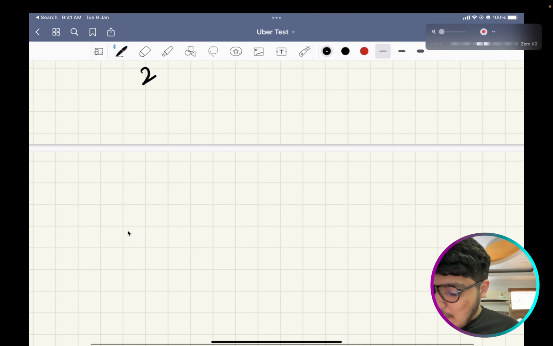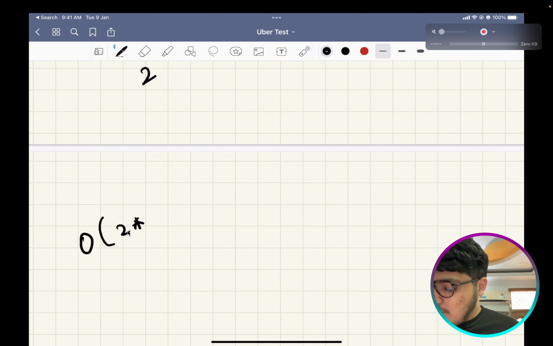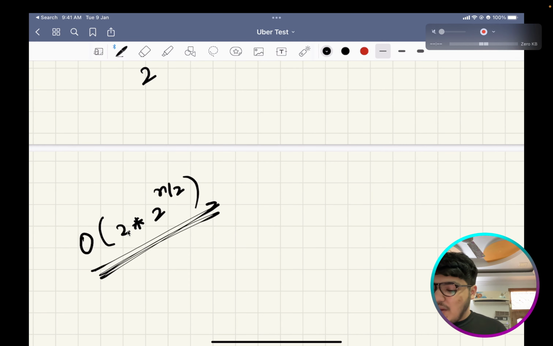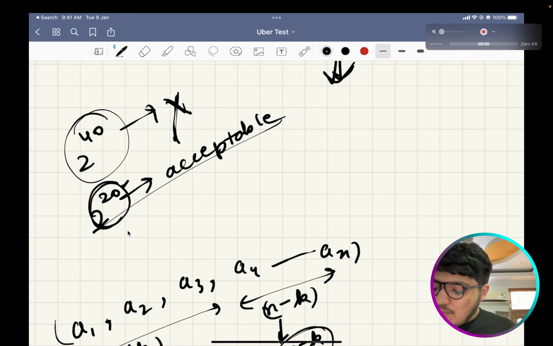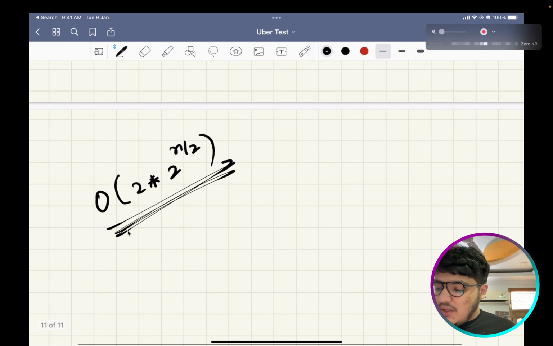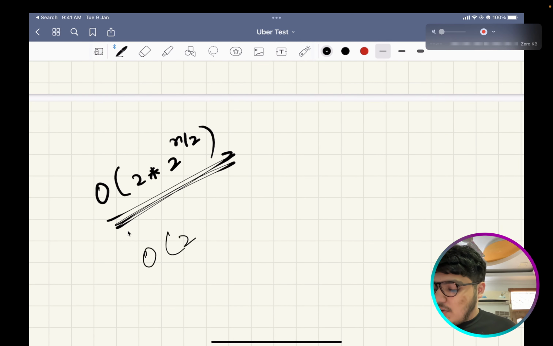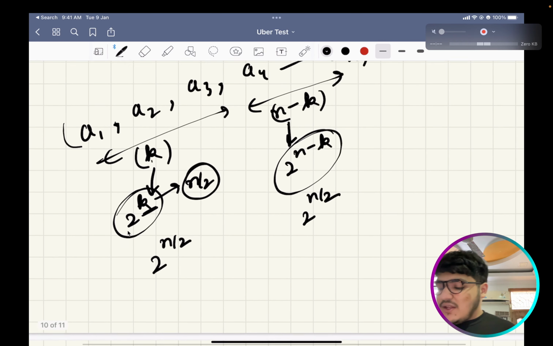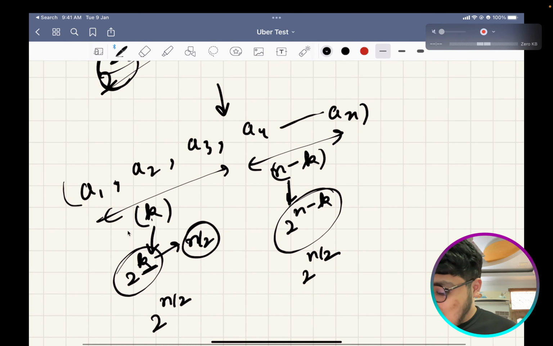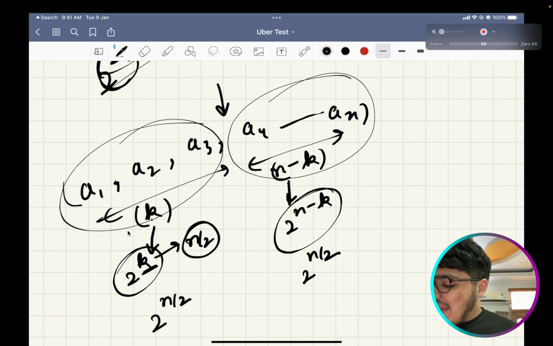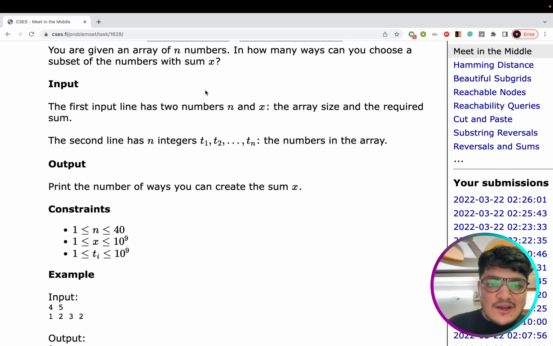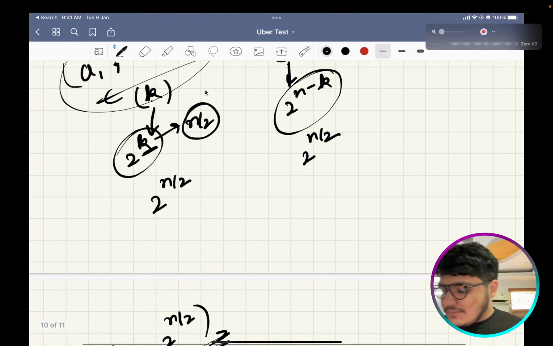and now your time complexity would be 2 times order of 2 to the power n by 2, and that would be acceptable, as I told you, ranging to 20 to 22 it's acceptable, so it would be lying between order of 2 to the power 21 and it would be acceptable in that case. So basically now you have to think about the way of dividing this array into two parts and getting your answer out.